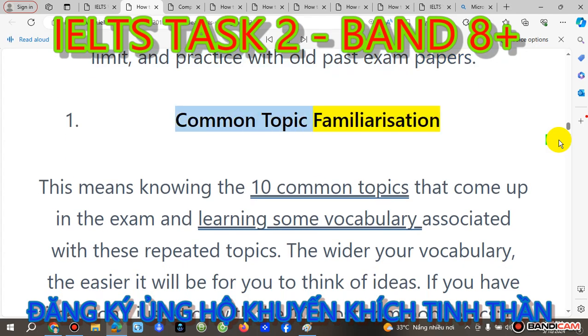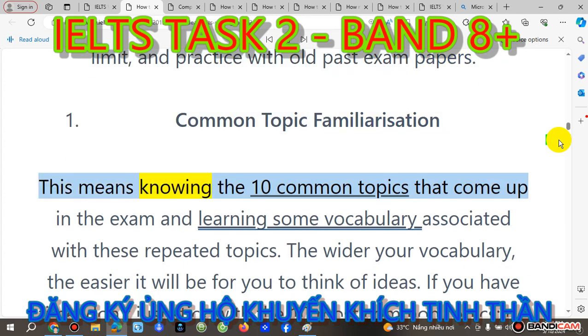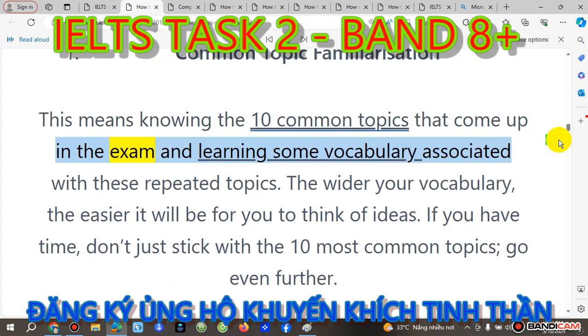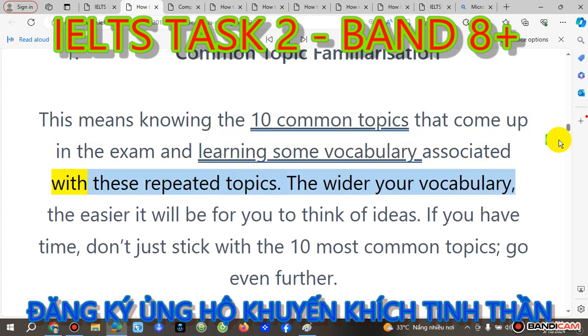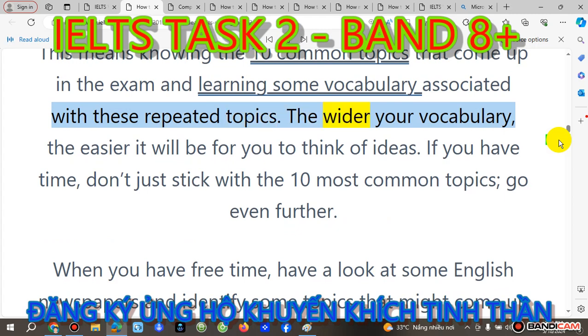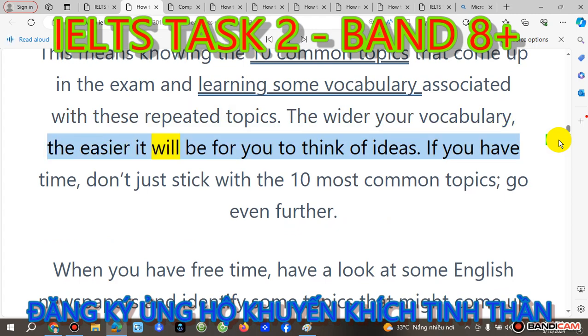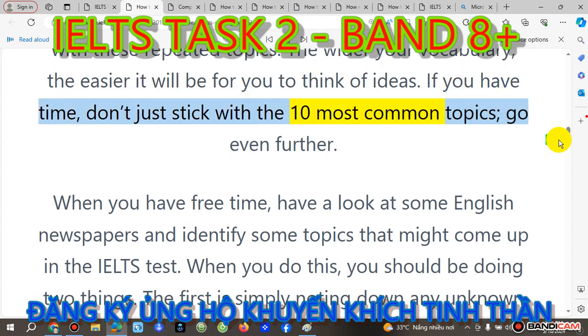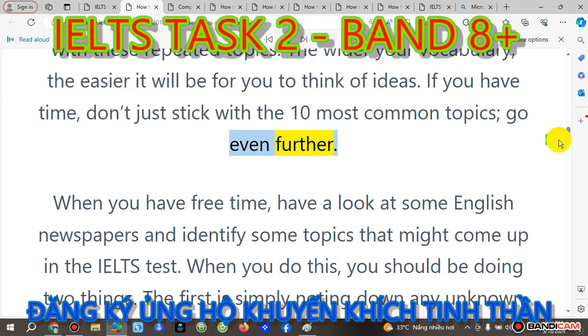Common topic familiarization. This means knowing the 10 common topics that come up in the exam and learning some vocabulary associated with these repeated topics. The wider your vocabulary, the easier it will be for you to think of ideas. If you have time, don't just stick with the 10 most common topics, go even further.